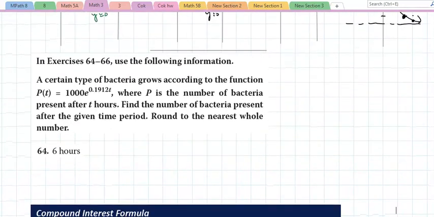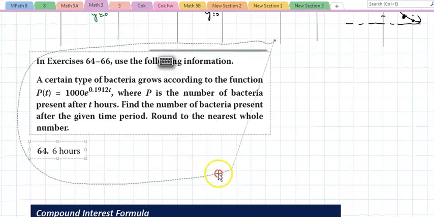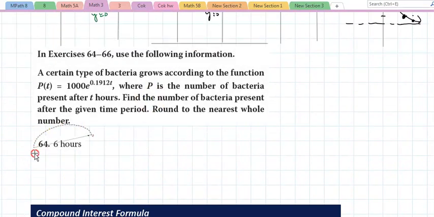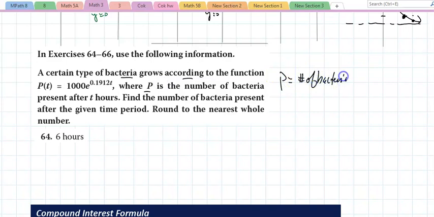Now, time to use our calculator a bit. Something that brings exponentials out, which is really important, would be those formulas. And here they say, a certain type of bacteria grows according to the function where P is the number of bacteria and T is the number of hours. Right there.